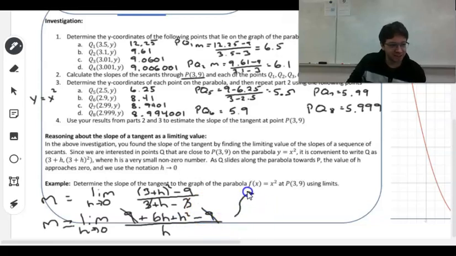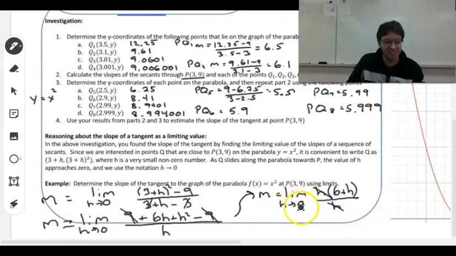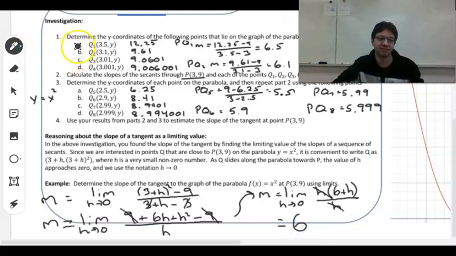Let me just continue over here because I reached the bottom of my page. So now the slope equals the limit as h approaches 0. On the numerator, I have 6h and h squared, so I'm going to factor out an h, which will give me (6 plus h) over h. So h cancels. And now we have the limit as h approaches 0 of 6 plus h. So as h approaches 0, that just equals 6. And like magic, we have the slope of that tangent.